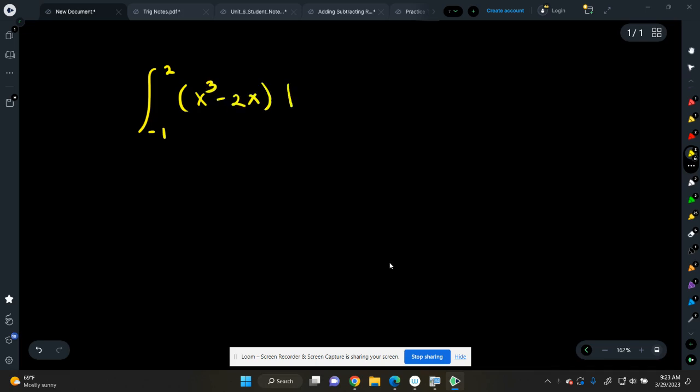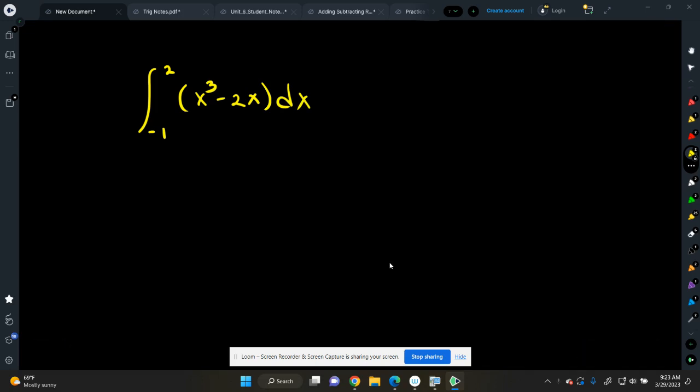Okay, so here we go. Let's integrate. I'm just going to give you some problems, and we're going to work on them together, and we're going to learn things that we need to learn. The integral of x to the third minus 2x dx. Okay, let's integrate that.